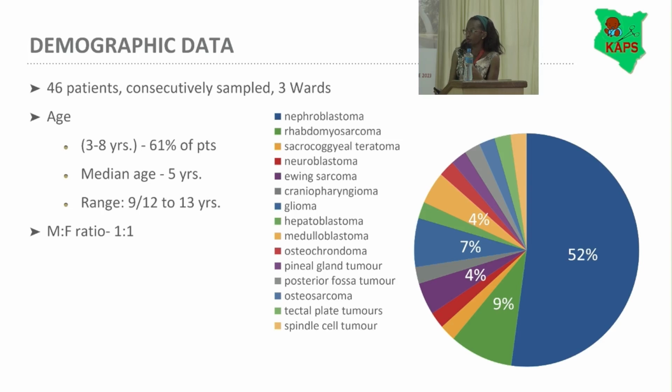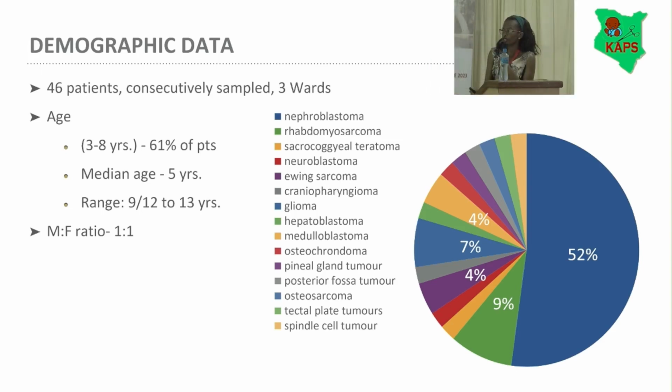The most commonly seen tumor was nephroblastoma at 52%, rhabdomyosarcoma followed at 9%, and 4% was Ewing sarcoma, 7% being gliomas, and 4% was osteochondromas. The rest was at 2.2%, that is 1 patient each.